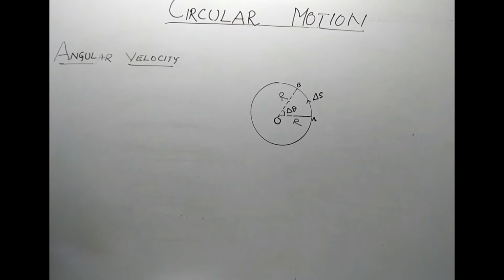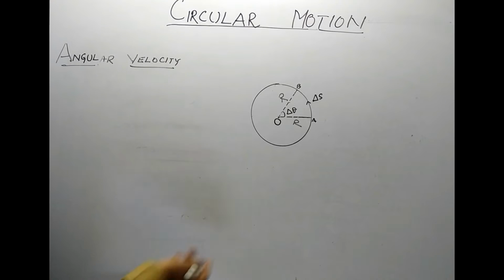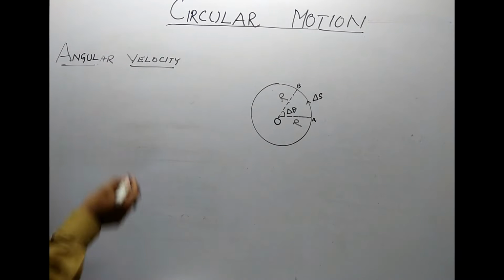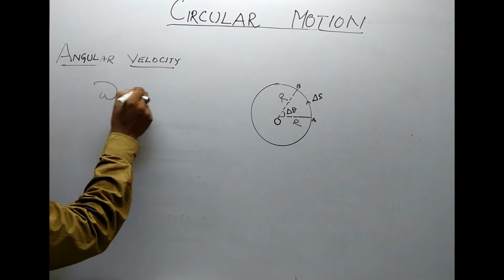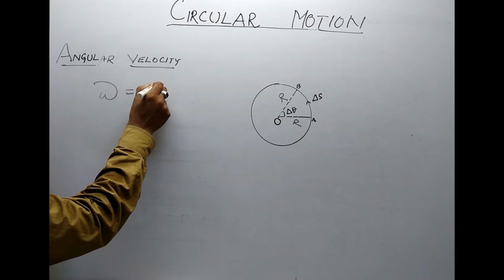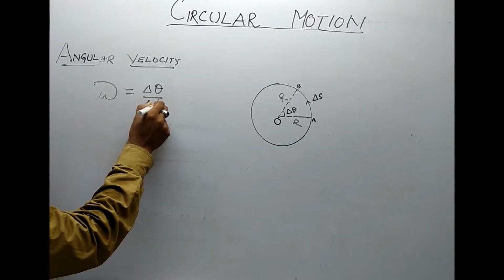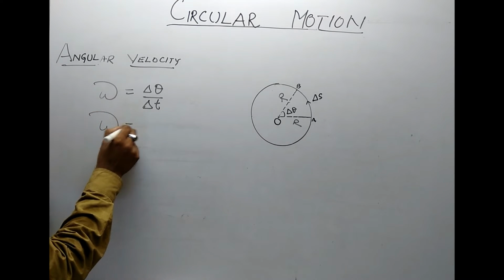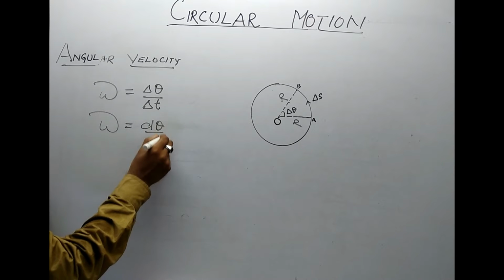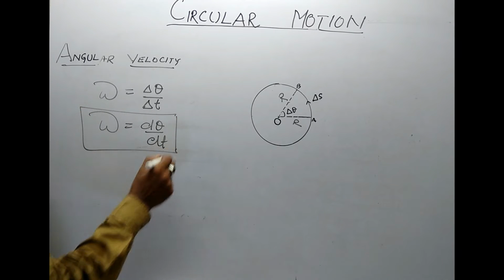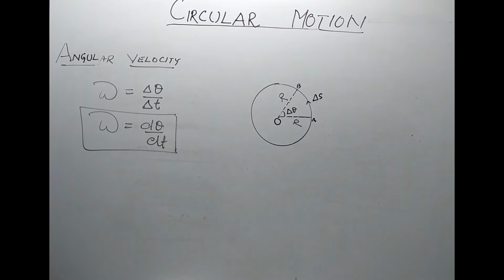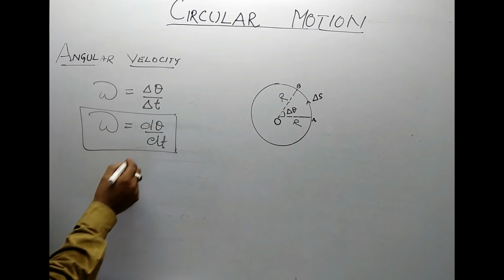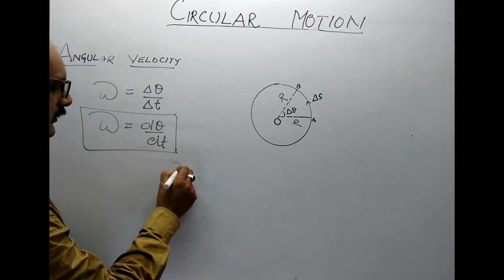Now we are going to discuss angular velocity. Object has covered angle delta theta in time delta t. Now angular velocity omega equal to delta theta divided by delta t. Now, if delta t is very small, then angular velocity omega equal to d theta by dt. Unit of angular velocity is radian per second.